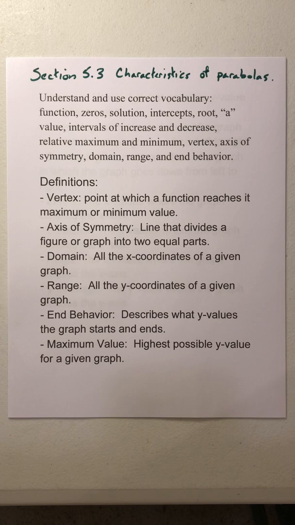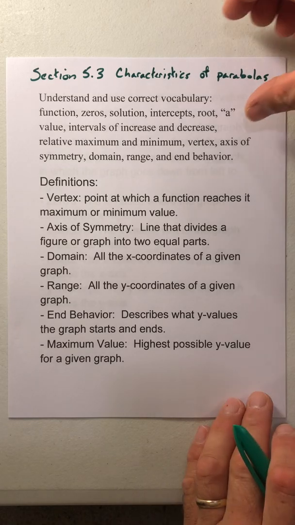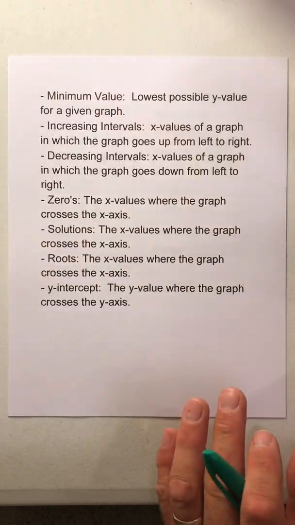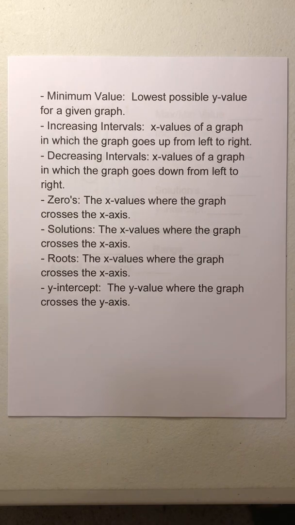So the vertex shouldn't be new. It's the point at which a function is going to reach its maximum or minimum value. Axis of symmetry is a line that divides the figure or graph into two equal parts. Domain is the x values. Range is all the y values. The end behavior describes where the graph starts and ends, and basically what y values it starts and ends. The maximum value is the highest possible y value that we can have. Where we have the minimum, it's going to be the lowest possible y value that we can have.